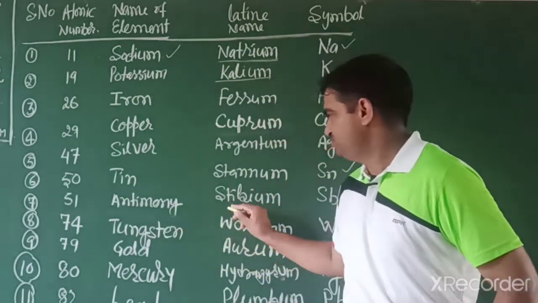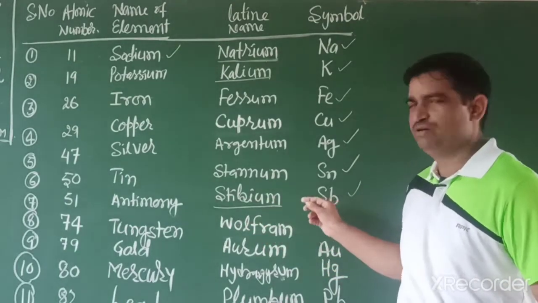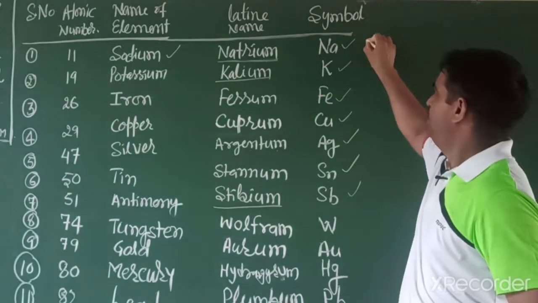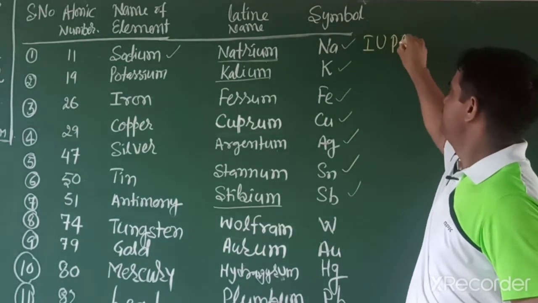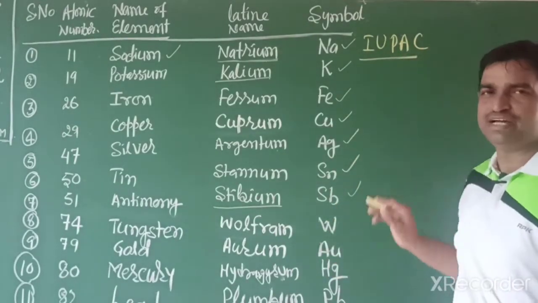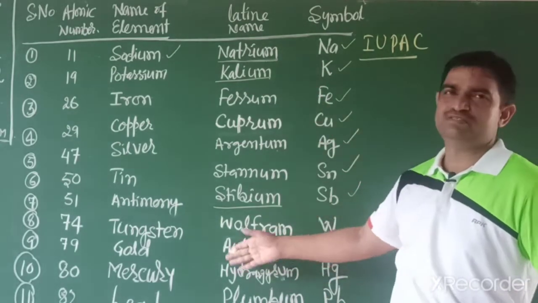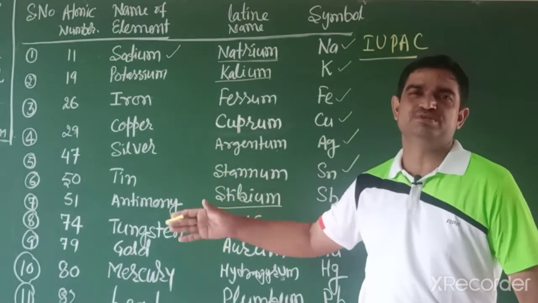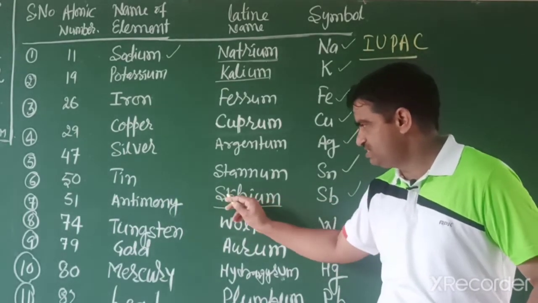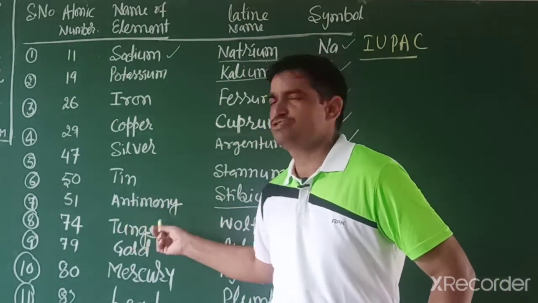So students, you can see the Latin name is stibium, but the symbol is given by IUPAC. Who gave this symbol? IUPAC, the International Union of Pure and Applied Chemistry, decides the symbols of elements. These elements were discovered with Latin or Greek names, so their symbols are given accordingly, such as Sb. After that, the next element is tungsten.